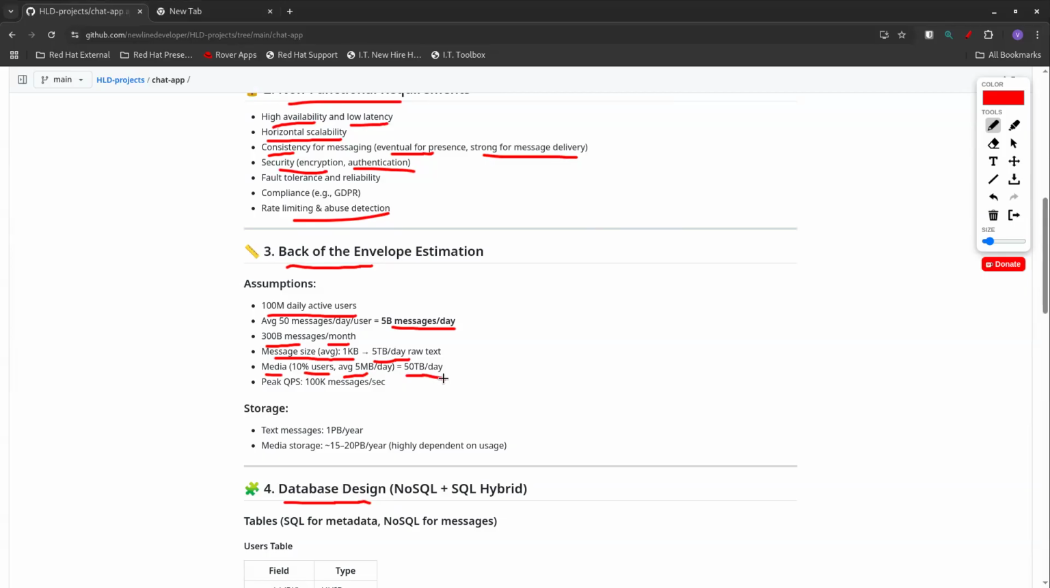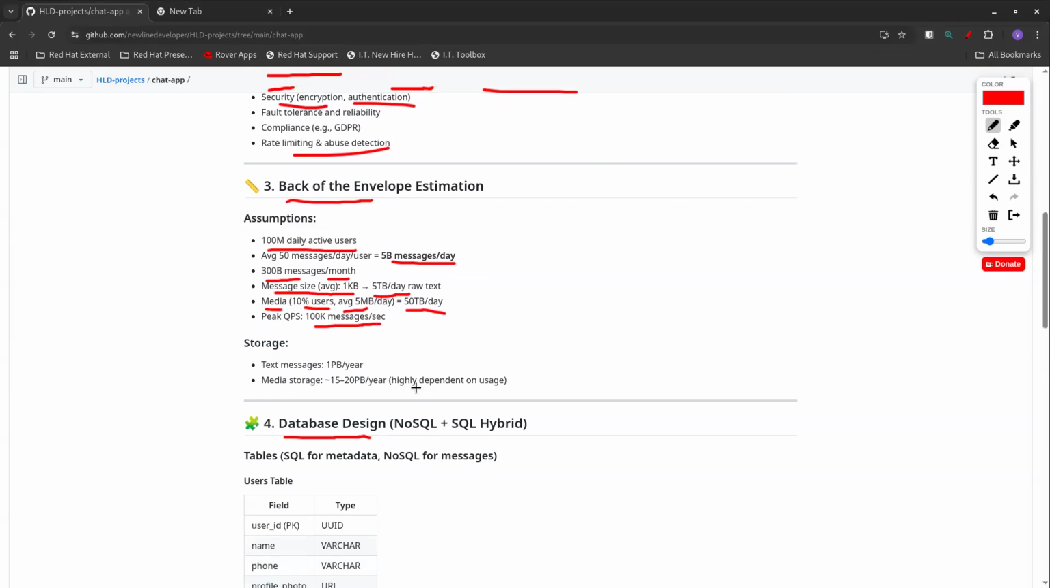And then peak queries per second, we can expect 100K messages they can read per second. Okay. So at the global level.